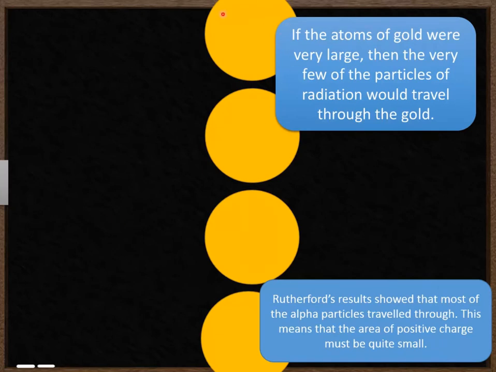If the gold atoms were really big, then very few particles would have been able to travel through the gold. Watch what happens with these very large atoms of gold. Very few of the particles actually get through. Most of them are reflected back. Rutherford's results showed that most of the alpha particles travelled straight through. This told him that the area inside the atom, that area of positive charge, must have been quite small, despite the fact that it needs a lot of mass to be able to reflect these particles back.